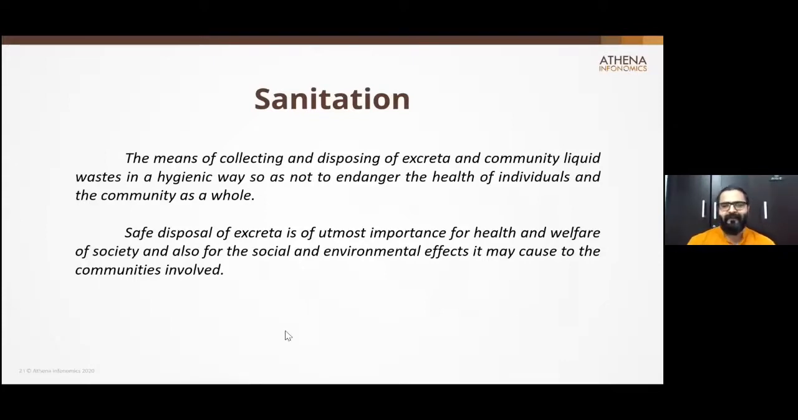Though in India we define sanitation in various ways. Sometimes solid waste management is also part of it. Sometimes it isn't. But for the sake of this session, sanitation would mean collecting and disposing of excreta and community liquid waste in a hygienic way so as not to endanger the health of individuals or a community as a whole. So managing excreta from its birth to its death, and also trying to understand how it flows through the city, and how shit flow diagram really helps us to understand sanitation of a city is what we're going to cover.